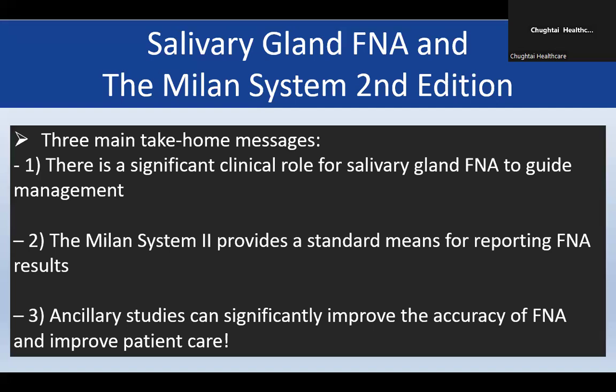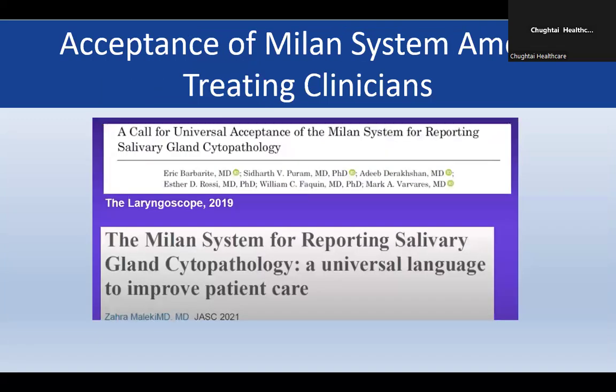So, take-home messages for this presentation. There is a clinical role for salivary gland FNA to guide the management, because these diagnostic categories are based on the management of the patient. And the Milan system provides a standard means for reporting FNAC. So there is a uniform system for reporting salivary gland cytology all over the world. And ancillary testing can improve the diagnostic accuracy of FNAC.